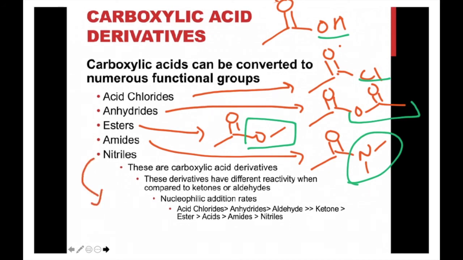So nitriles, right? You know nitriles. There's no C double bond O. This is the one that is furthest from all the carboxylic acid derivatives. But we make it a carboxylic acid derivative because you make these from amides. And since that ties back to the amide, which ties to carboxylic acid, it counts as a carboxylic acid derivative.